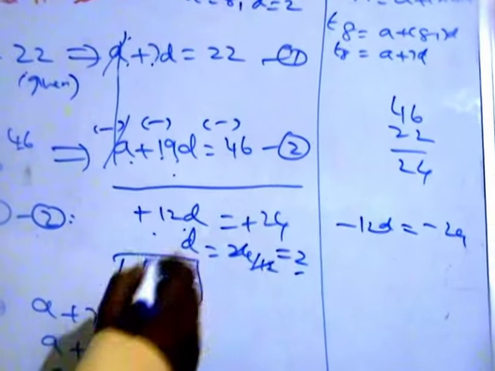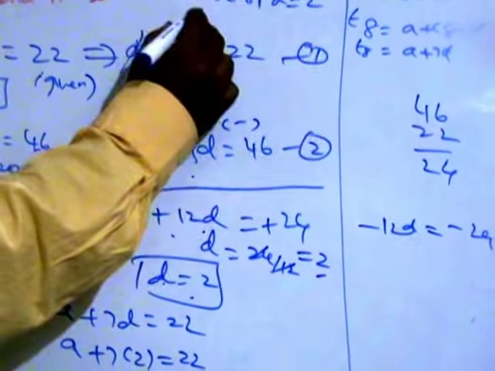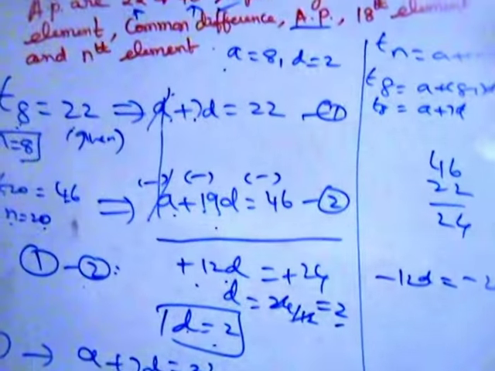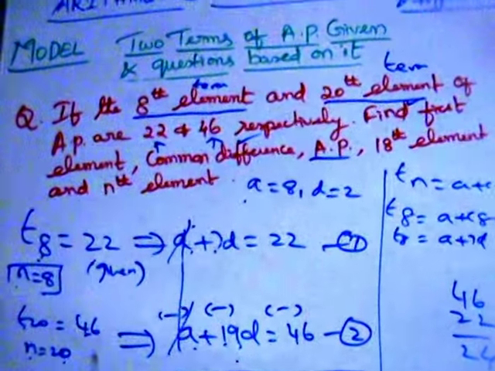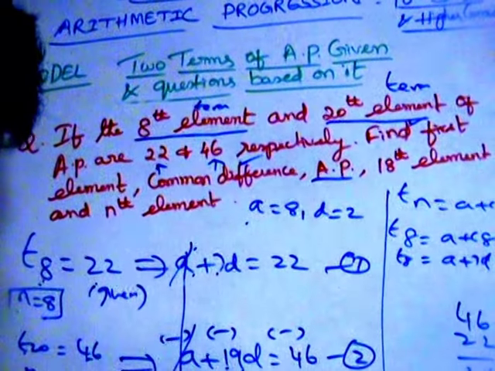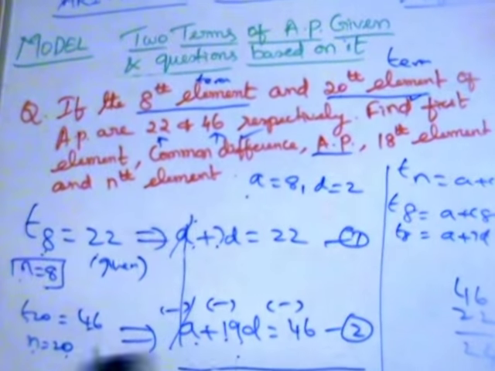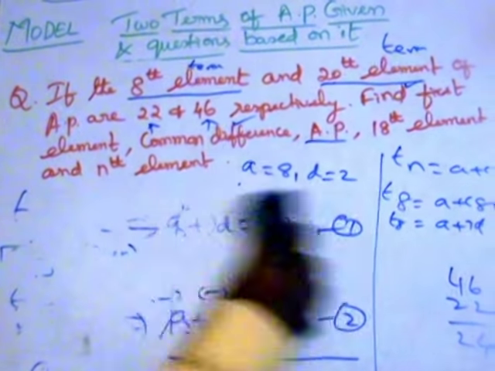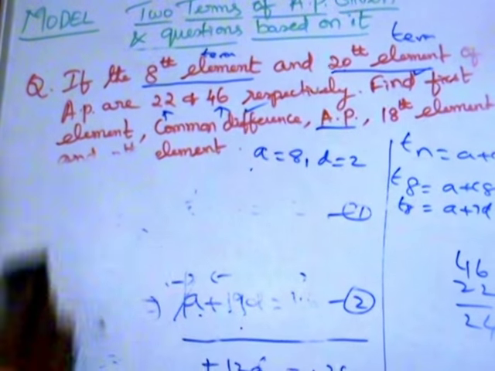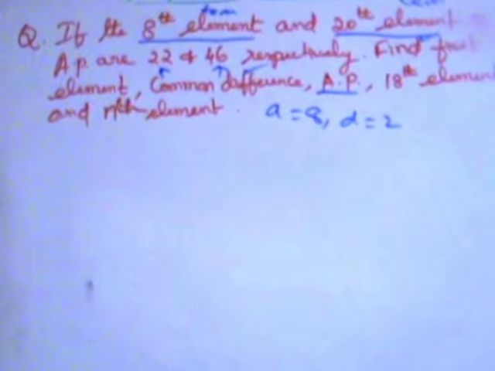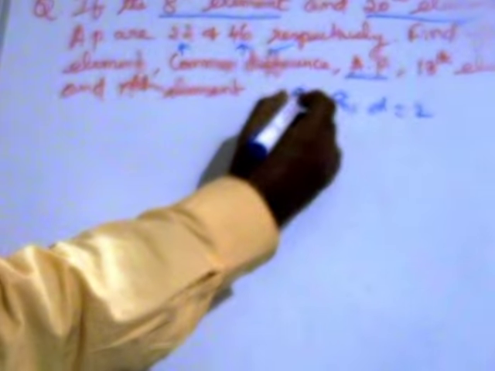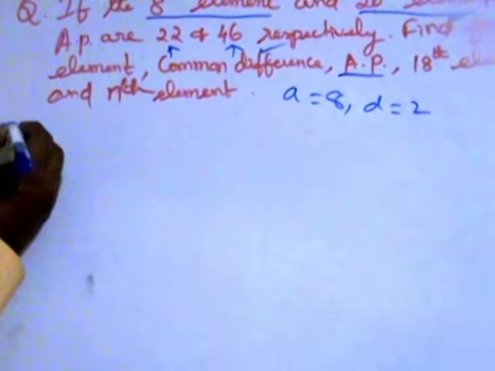From this D, you get the value of A. So A is 8 and D is 2. Now the AP is very easy. The third question is much easier now. Now we got the first term and common difference of the AP.